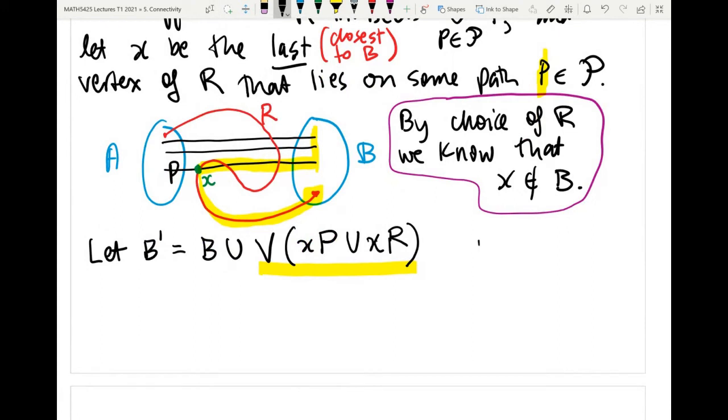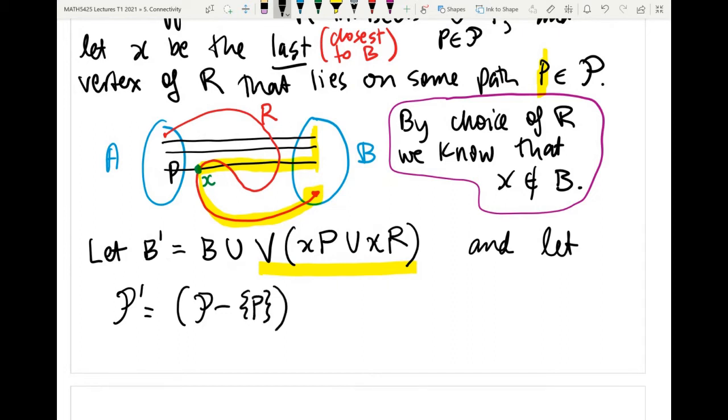And I'm going to adjust my set of paths curly P so that I get a new set of paths curly P primed that goes from A to B primed. So the only one I have to adjust is I need to take P out of it, because P has X and then some more, one more vertex in B. So, well, a few more. So we have to get rid of P, but what I add instead is the initial segment PX.